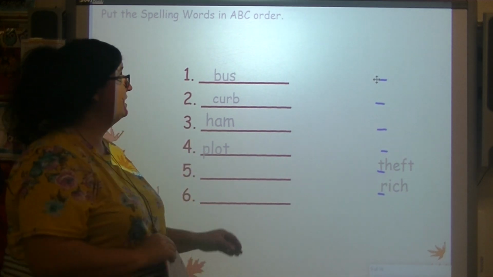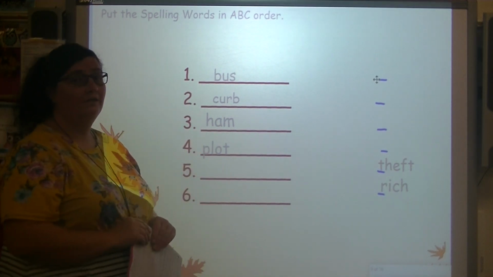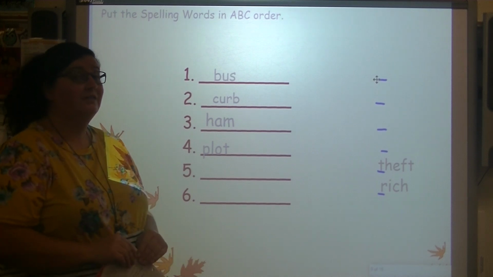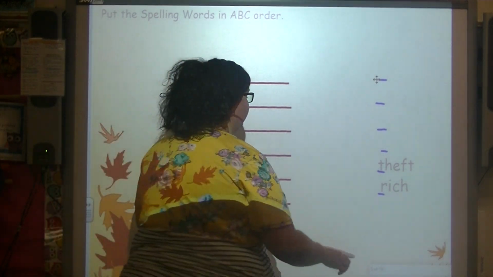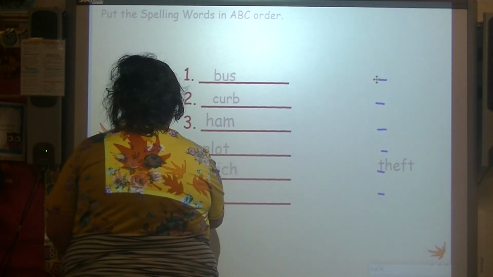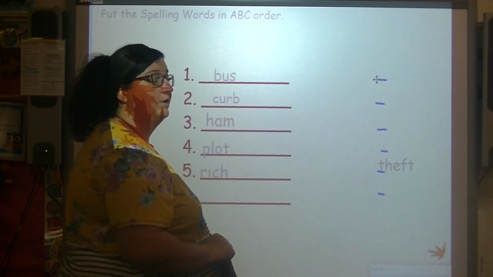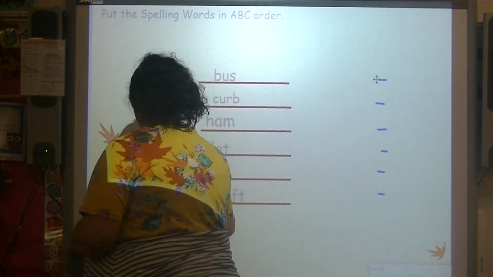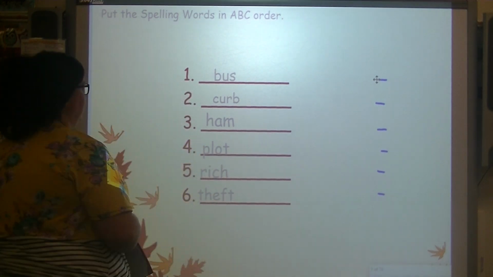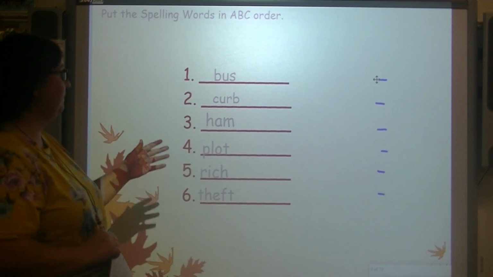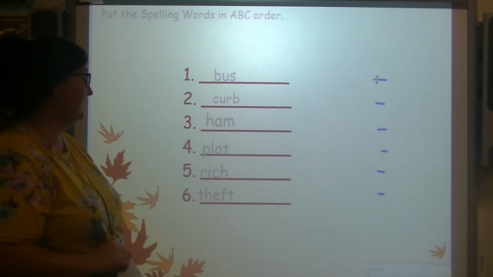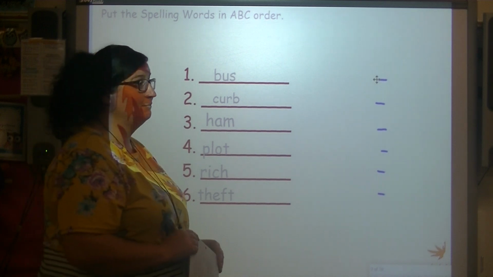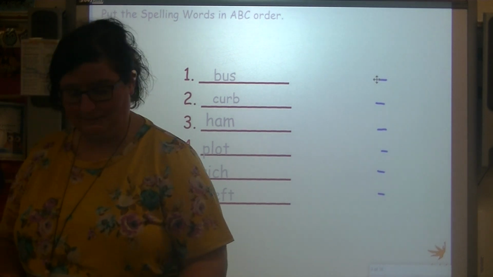Right after P is Q. Do we have a Q word? No. After Q is R. Do we have an R word? Yes. What is it? Rich. So that means our last word in ABC order will be theft with a T. Now we have put 6 of our spelling words in ABC order. We'll keep practicing. Before too long, you guys will be practicing.